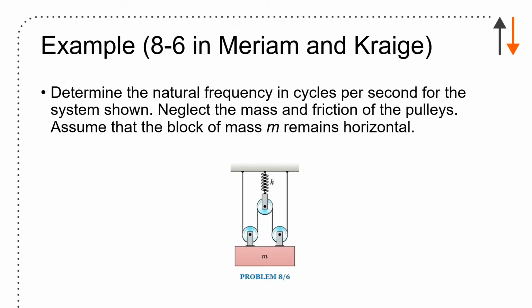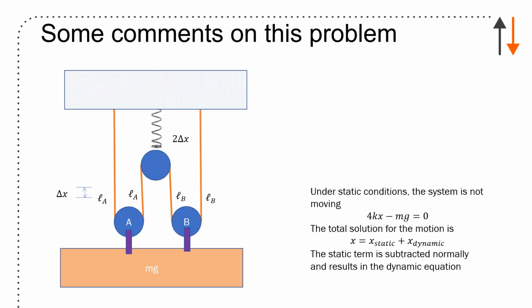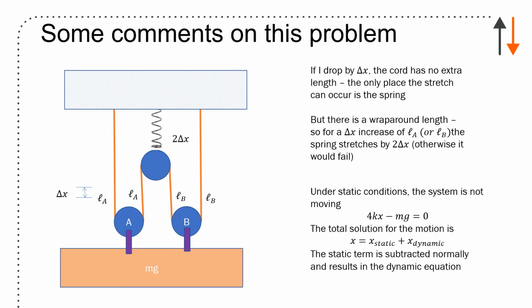I wanted to do one example from Meriam and Kraige. This is 8.6. Determine the natural frequency in cycles per second for the system shown. Neglect the mass and friction of the pulley and assume that the block of mass m remains constant. So if I draw one of my drawings of this, I know under static conditions the system is not moving. If I drop by delta x, the cord has no extra length. And the only place that the cord can stretch is the spring.